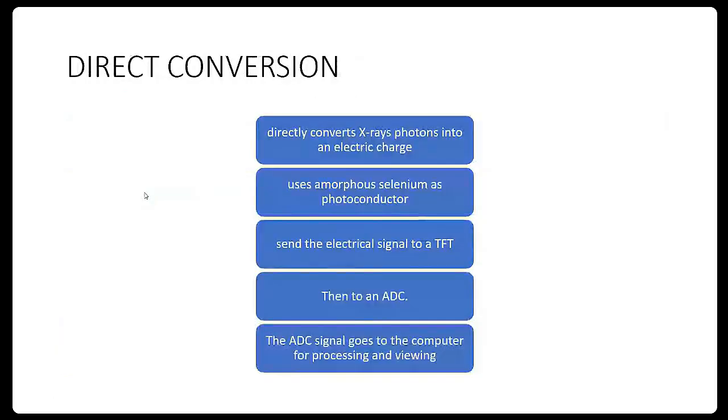I'll just summarize once more. So, what happens in direct capture digital radiography? It converts the incident X-ray energy directly into electrical signal using a photoconductor as the X-ray absorber, and then sends the electrical signal to a TFT and then to ADC, and the ADC signal goes to the computer for post processing and viewing.